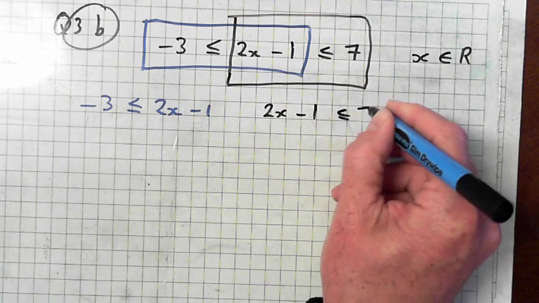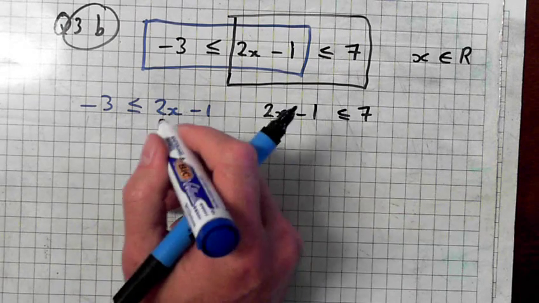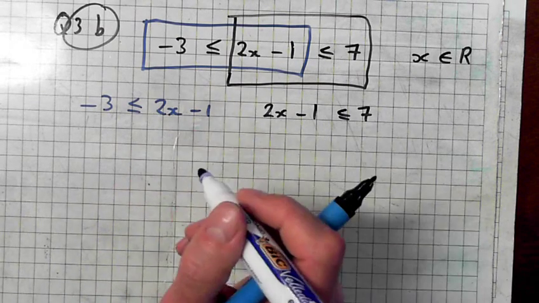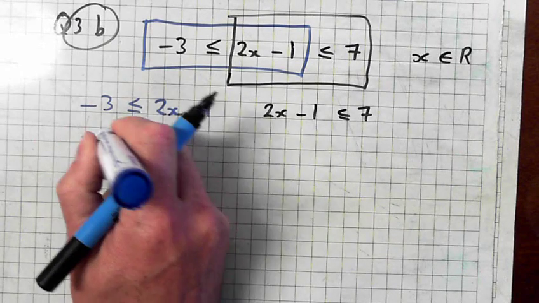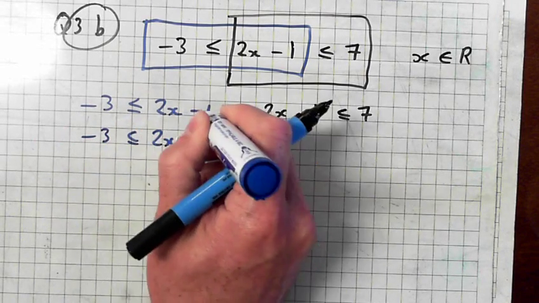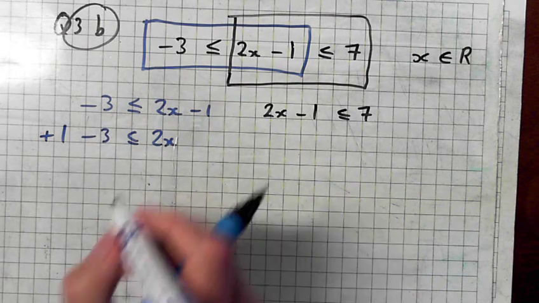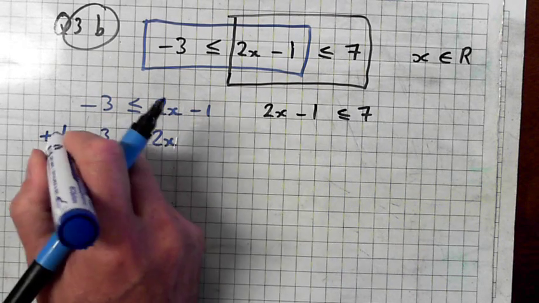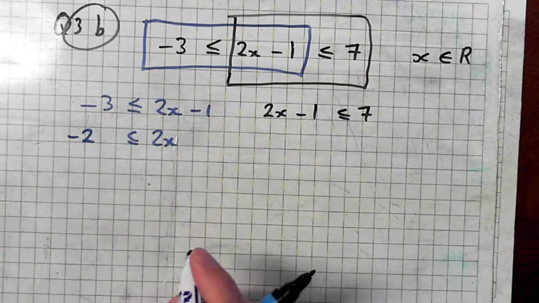2x minus 1 less than or equal to 7. Alright? So we'll sort it out on the left hand side. Just ignore the phone. Right, so we'll move the minus 1 across. Move the minus 1 across and it becomes a plus 1. Okay, and then we'll finish it off. Minus 3 plus 1? Minus 2.